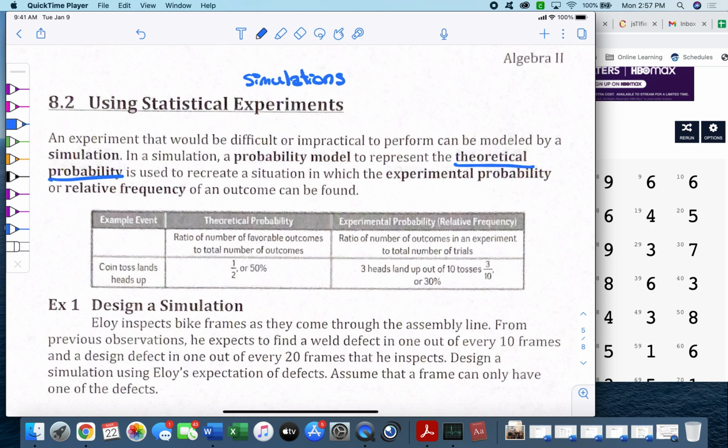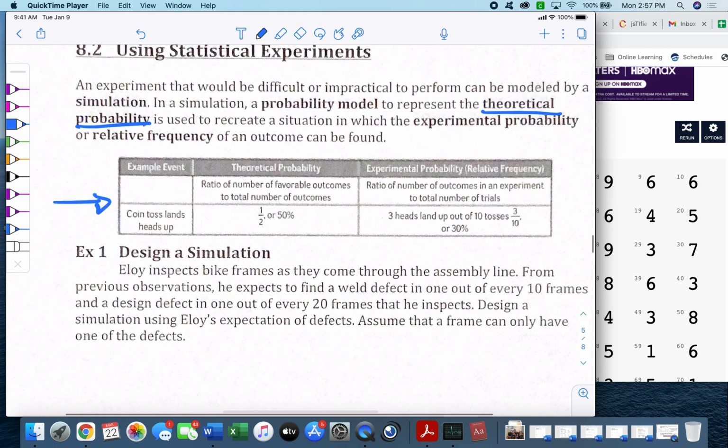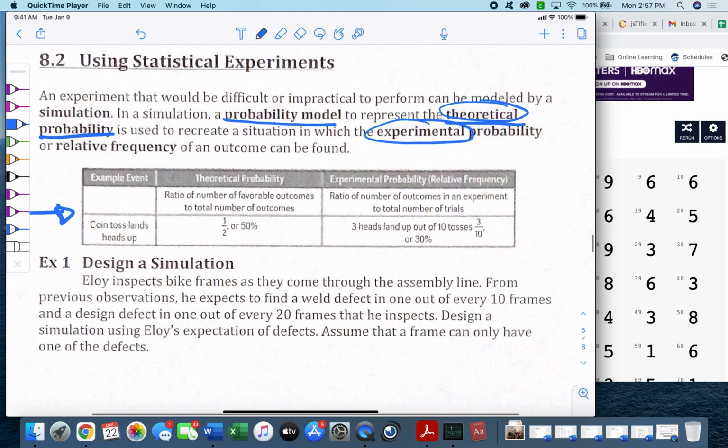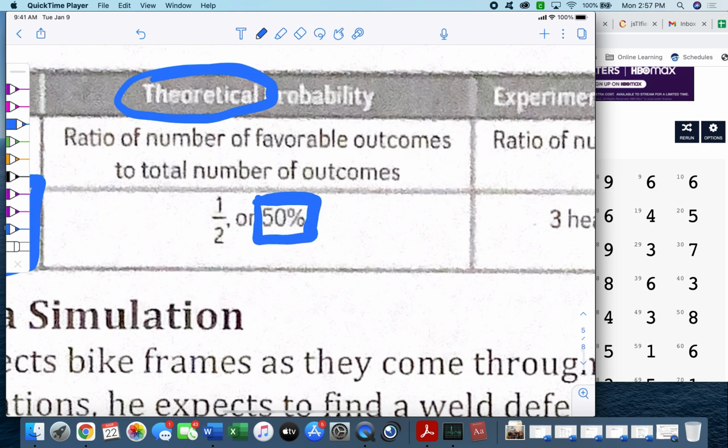Right, sure. So, simulations is what we're doing in this section. What I want you to look at is this box right here. We're going to look at a probability model which involves a theoretical probability, which is what happens in theory, and an experimental probability. There is a difference between the two. Theoretical probability, circle this, is in theory what should happen. We're looking at tossing a coin and we want it to land heads up. In theory, what percent of the time should it land heads up? 50% of the time.